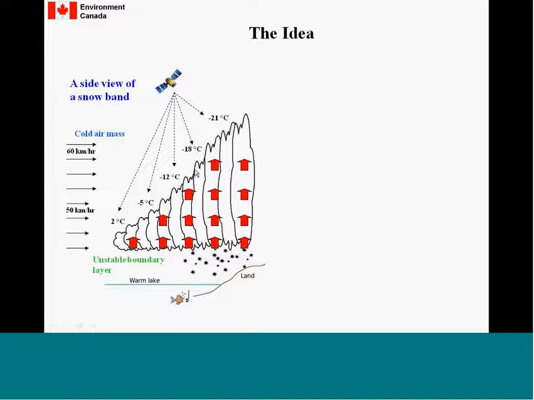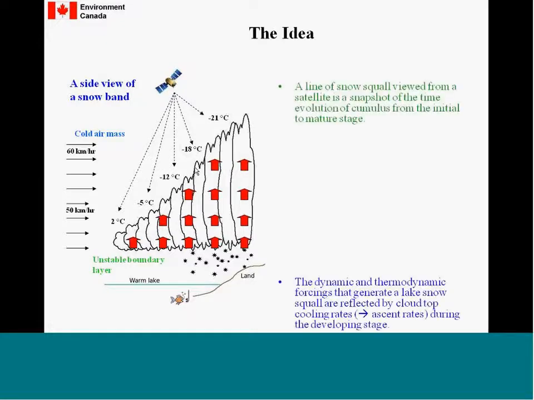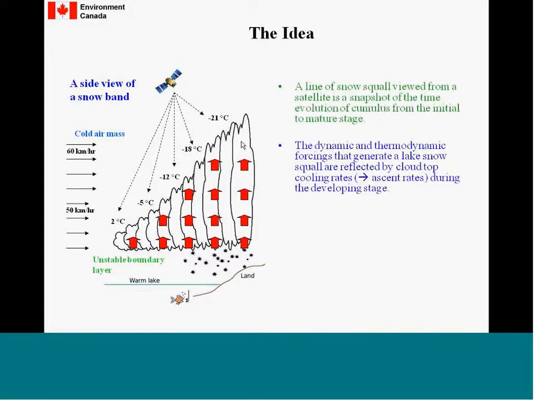So actually, what it is telling you is the time evolution of the cloud cooling. We can come to the cooling rate. So the idea is that a line of snow squall viewed from a satellite is actually a snapshot of the evolution of the cumulus from the initial to the mature stage.